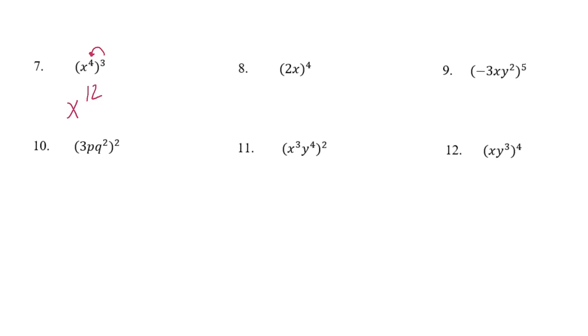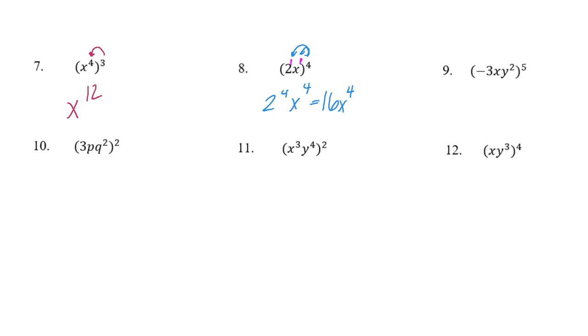On number 8, you see that the 2 and the x, neither of them have an exponent written on them, so we're going to go ahead and write in a little 1 on each of them. That way we remember to distribute the 4 to both of them. So we get 2 to the 4th and x to the 4th. We can actually evaluate 2 to the 4th. 2 to the 4th power means 2 times itself 4 times, which gives us 16. x to the 4th.